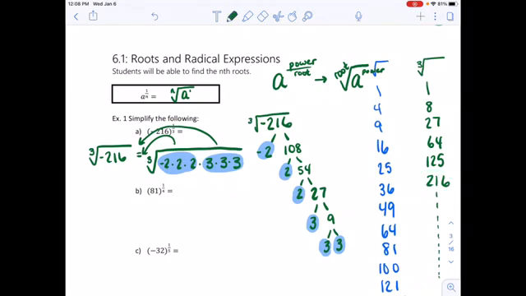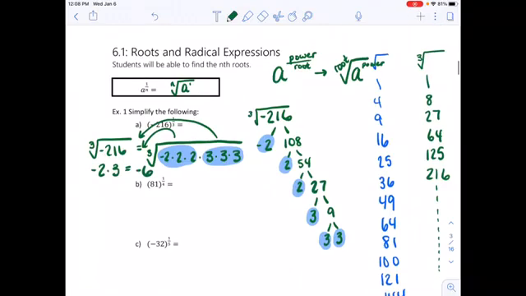But because it was the cubed root of negative 216, our solution is then negative 6. And we're done. We have our solution there.